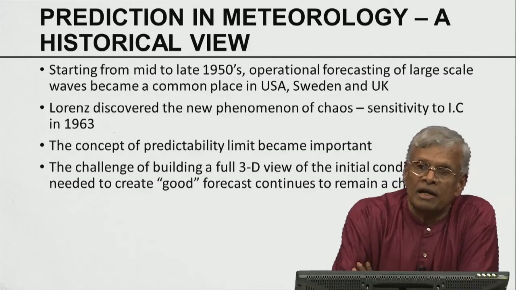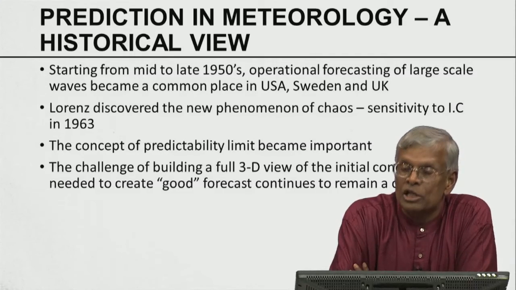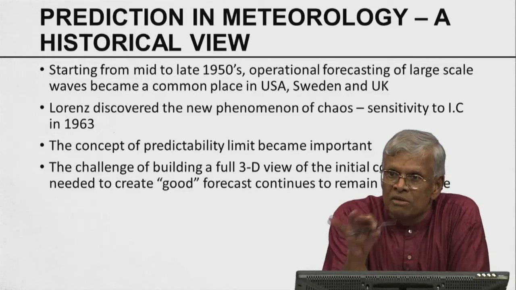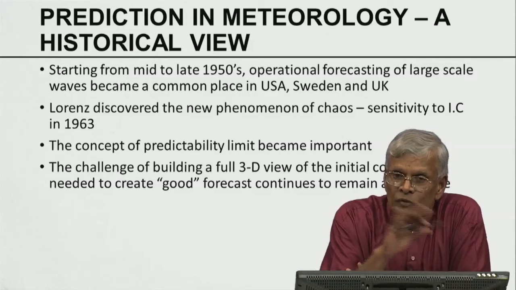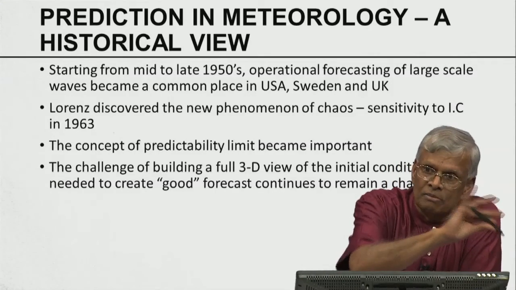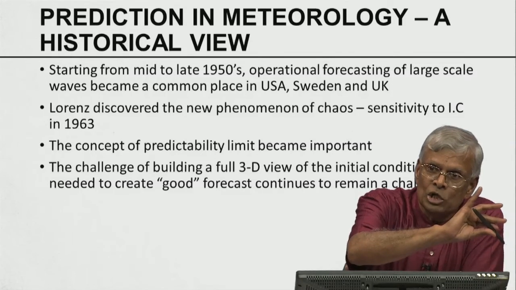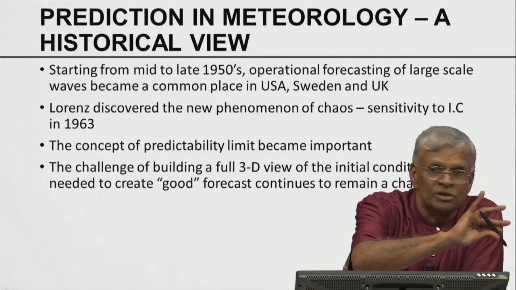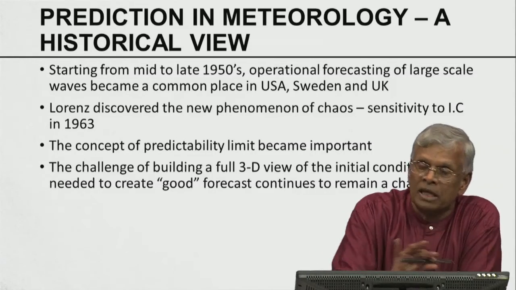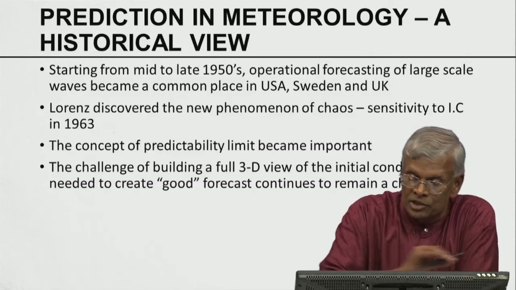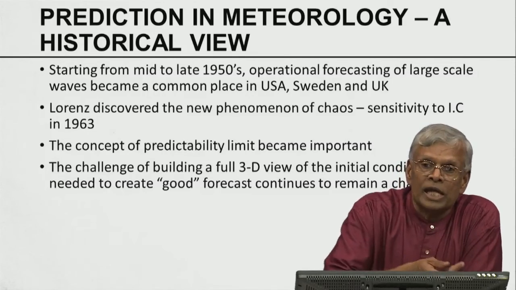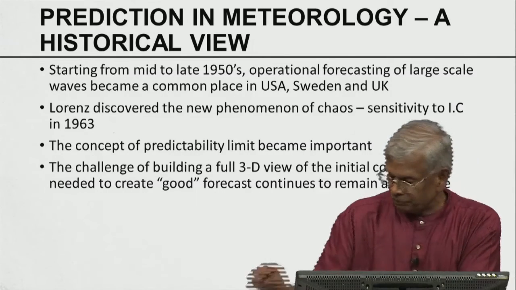In 1963, a great mathematician by the name of Edward Lorenz discovered the new phenomenon of chaos. Chaos relates to sensitivity of the model to initial conditions. If you are trying to do data assimilation and estimate the initial conditions, and the model solution is very sensitive to the initial condition, you will have a lot more challenges, troubles, headaches. So if the model is chaotic, it's very difficult to do data assimilation. That became very apparent with the fundamental work and the discovery of the phenomenon of chaos in 1963. With that also came the notion of what's called the predictability limit.